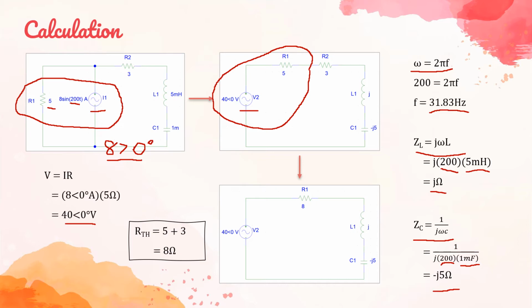Next, if we look at this, we can see two resistances. So we find the RTH. So we add the 2 of them, which is 5 plus 3, because they are in series. When resistors are in series, we add them. So 5 plus 3, we get 8 ohms. So here is our final circuit.